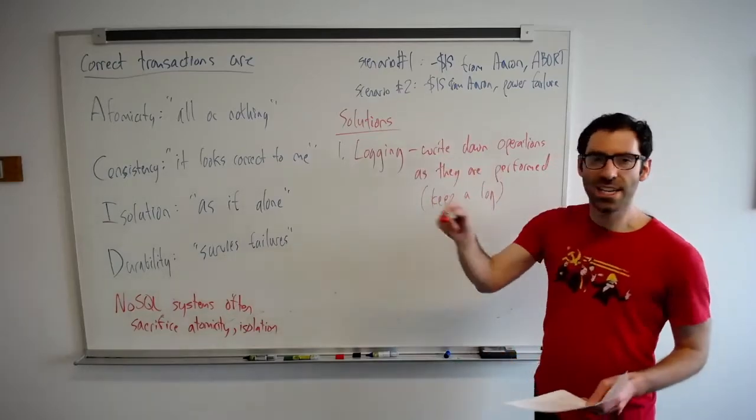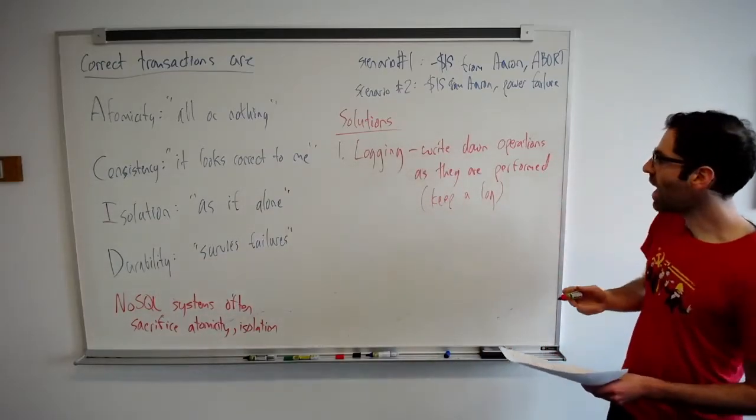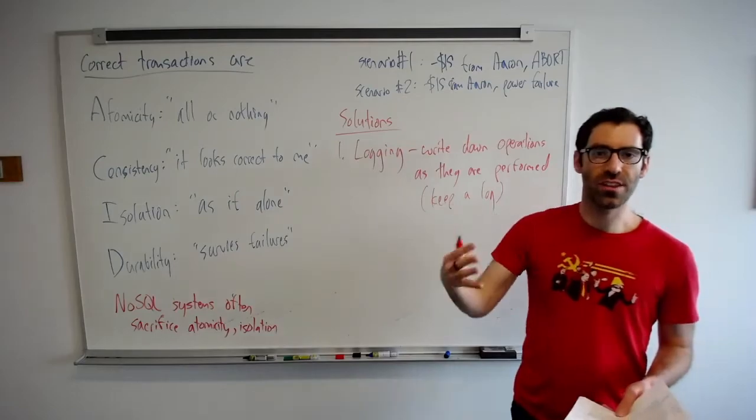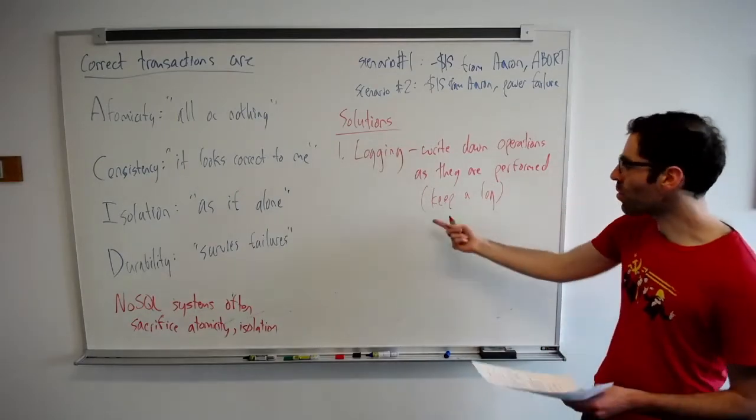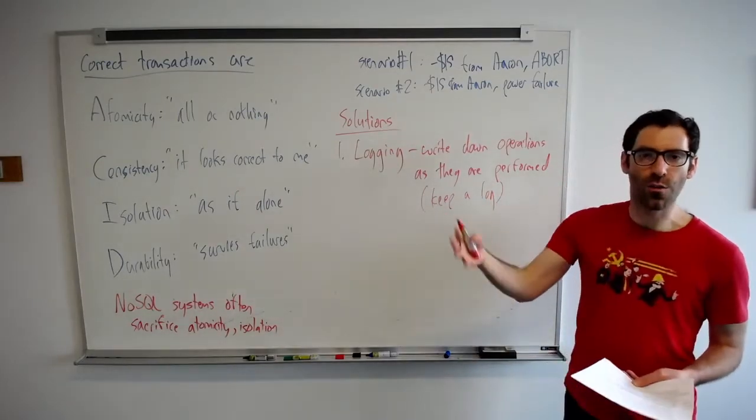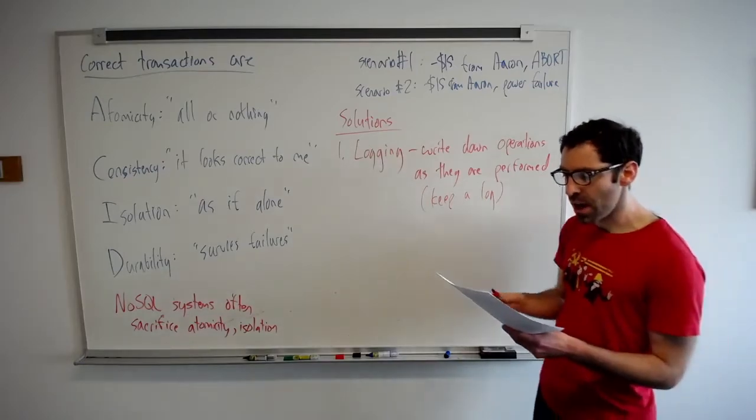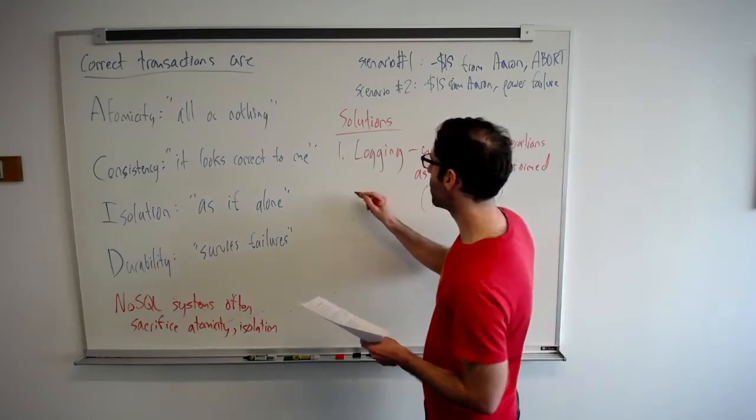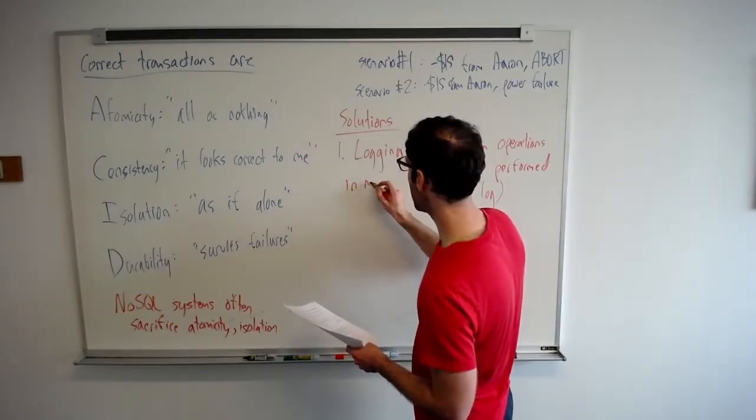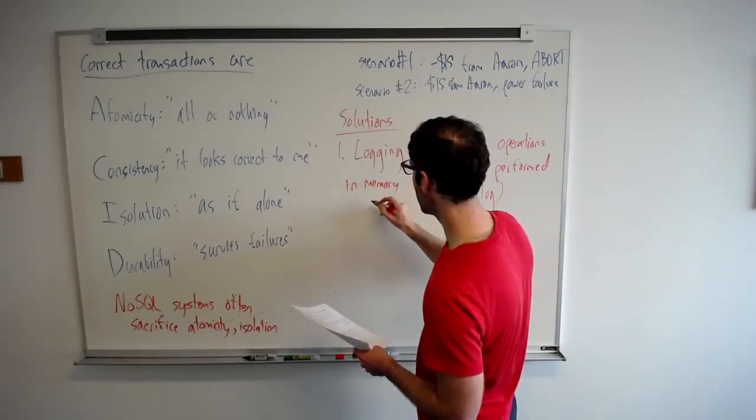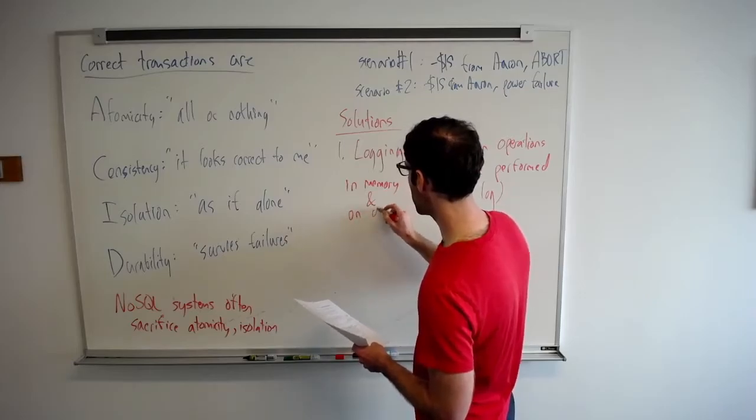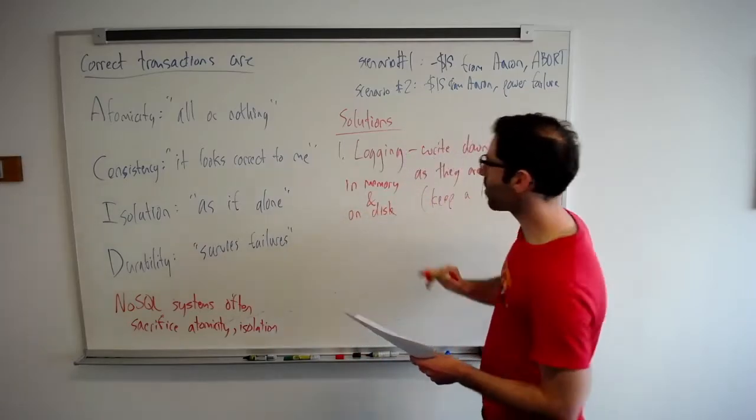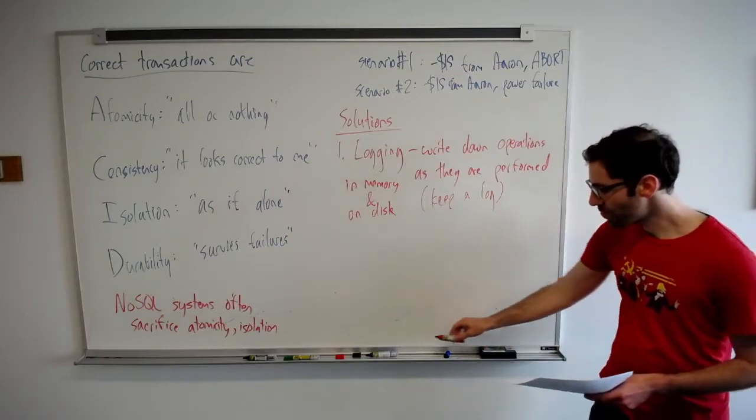we're going to write down the operations that the transaction is doing as we do them. We're going to keep a log of what the transaction has done, and we're going to do so in memory and on disk.